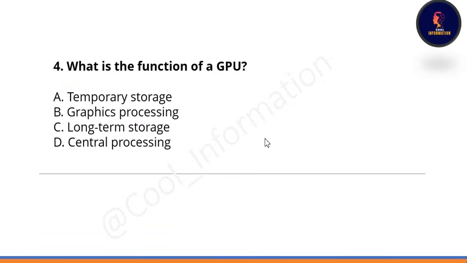Next question. What is the function of a GPU? Options are temporary storage, graphics processing, long-term processing and central processing. As the name suggests, correct option is option B, which is graphics processing.